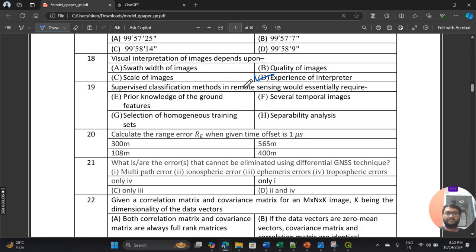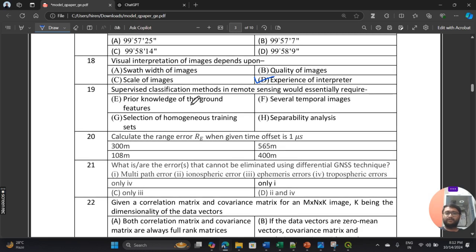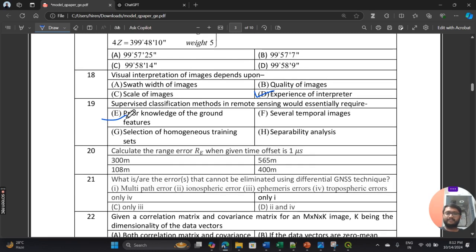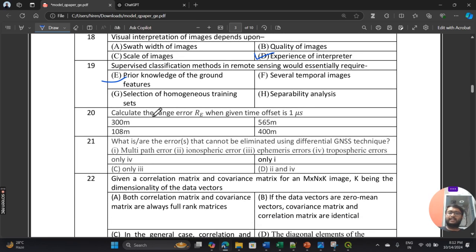Supervised classification methods in remote sensing would essentially require prior knowledge of ground truth. I think it's a repetitive question.